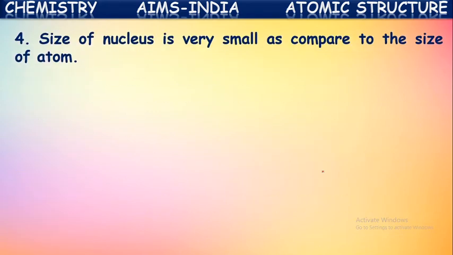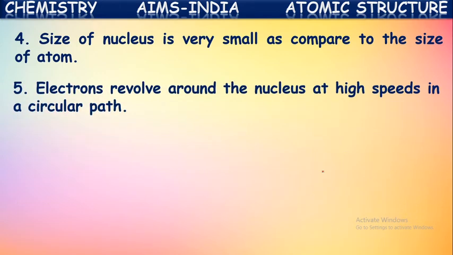The size of the nucleus is very small as compared to the size of the atom. So the size of the nucleus is very small when compared to the size of the atom. So mostly the atom is empty. Only a very small part, the nucleus, holds the total mass. Now electrons are revolving around the nucleus at high speeds in circular paths. These circular imaginary paths where electrons are revolving around the nucleus with a high speed are called orbits.